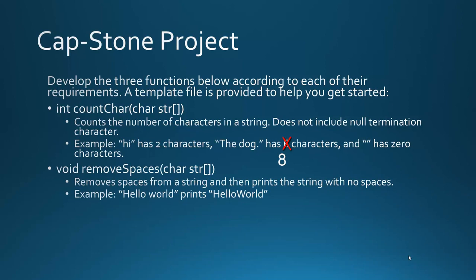Void remove spaces will print out a string provided as an array of characters that does not have any spaces. So hello world prints helloworld with no space.